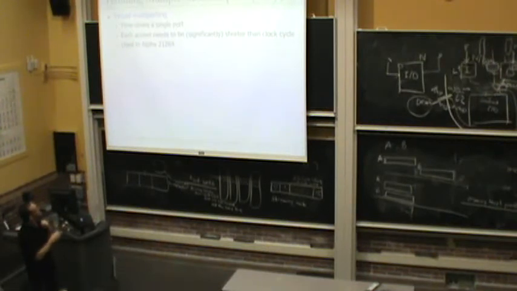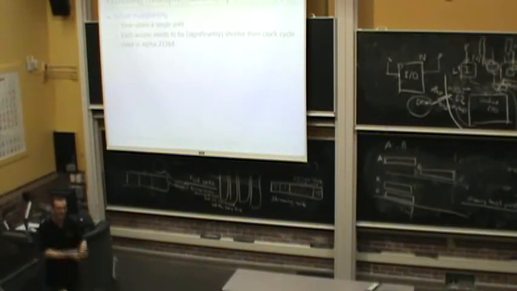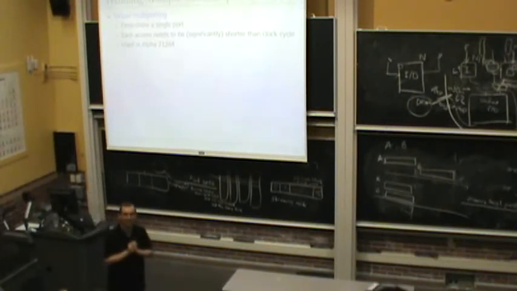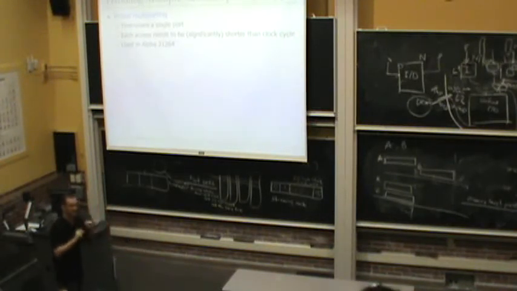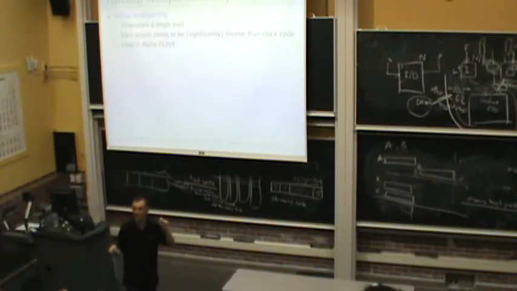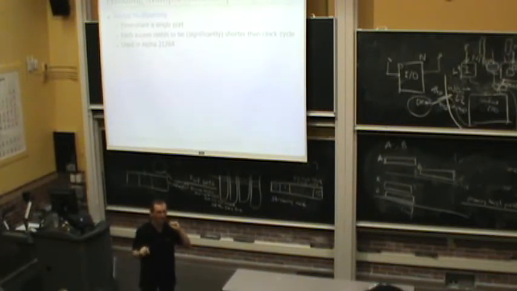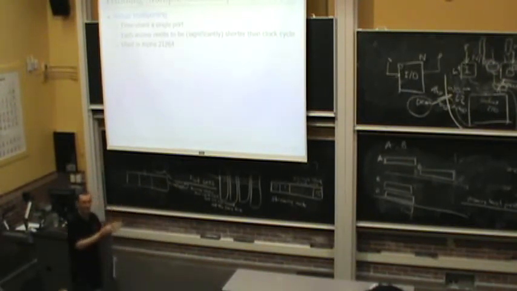And you can still get two accesses per cycle, right? Well, the downside is each access needs to be significantly shorter than this clock cycle, right? Which means that you need to design your cache such that it can supply data at a higher frequency than your processor. But this was actually used in Alpha 21264, which was a very fast processor, fastest processor of its time in terms of frequency. Its cache was even faster. It was a 4-wide machine, 4 instructions per cycle, and the cache could supply two loads per cycle. And that's how they did it. One load went in the first half of the cycle, the second load went in the second half.